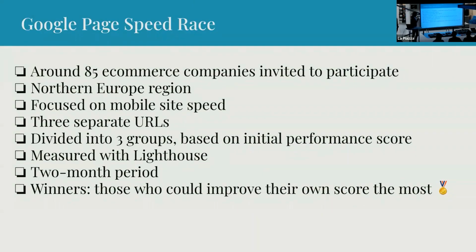So a little bit about this contest that Google organized. It was focusing on e-commerce companies. 85 companies were invited by Google to participate, focusing on the Northern Europe region and on mobile only. They were testing 3 pages: a home page, a category page, and a detail page, in our case the product page. They used Lighthouse to measure the initial performance of each page. Based on that, all the competing companies were put into 3 different categories. Because our initial performance score was already pretty good, we were put in the highest category.